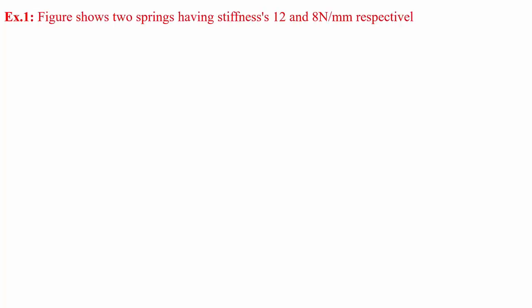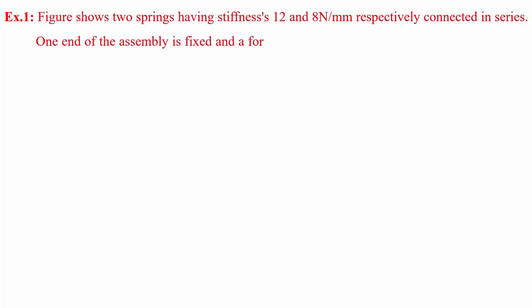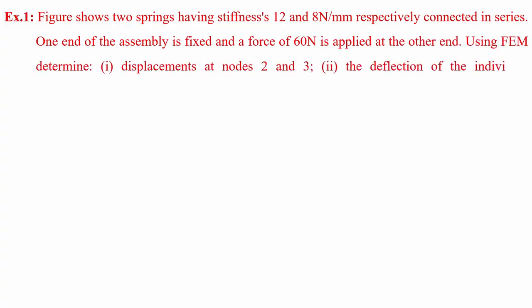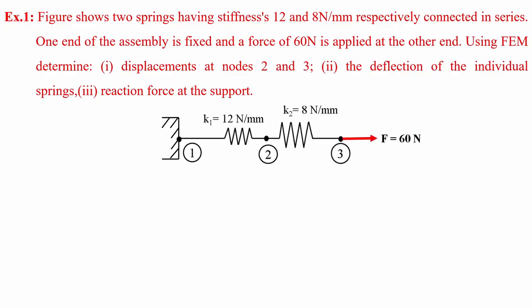So let us start. Figure shows two springs having stiffnesses 12 and 8 Newton per millimeter respectively, which are connected in series. One end of the assembly is fixed and a force of 60 Newton is applied at the other end. Using FEM, determine the displacements at nodes 2 and 3 and the deflection of the individual springs as well as the reaction force at the support. So this figure is given. So let us start the solution.